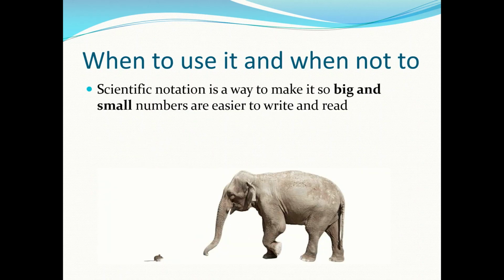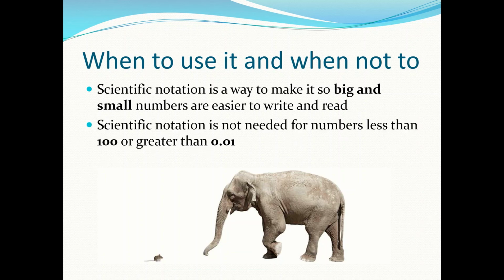So when to use it and when not to. Scientific notation is a way to make it so big and small numbers are easier to write and read. So scientific notation is not needed for numbers that are less than 100 or numbers that are greater than 0.01. So don't use scientific notation for like 10, 15, 30, 0.1. It's just a waste of time. It's just writing extra things.